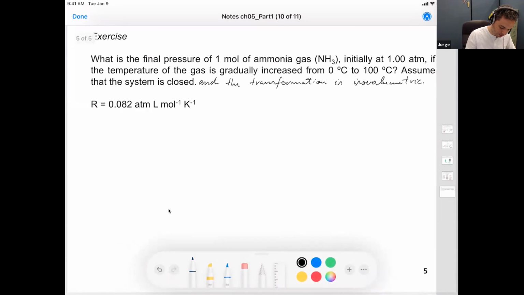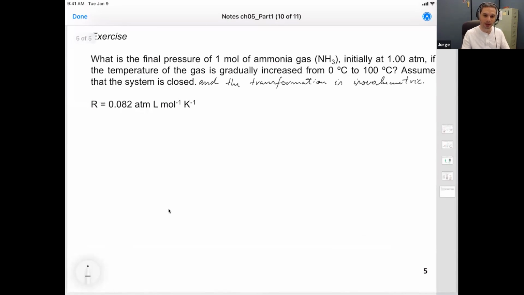Okay, so let's try together before we start solving the exercise. First thing that the problem told us is that the system is closed. So let's note this here. System is closed. That means the number of moles is constant. Okay, so there is no injection or loss of gas.